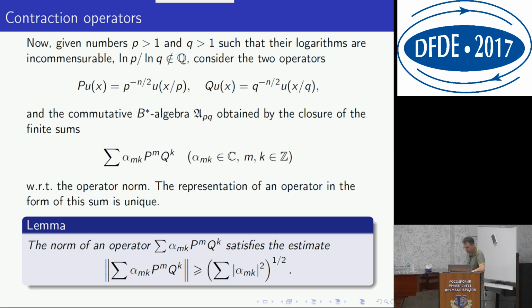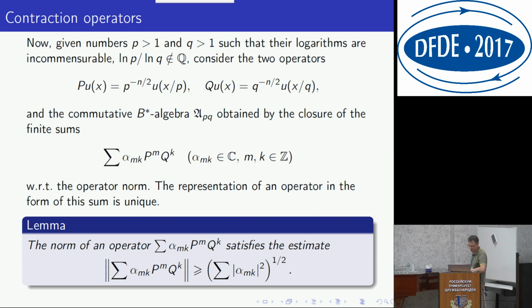But let us now take two contraction parameters with incommensurable logarithms and consider these two operators together. We build the corresponding algebra as the closure of the finite sums of these. The representation of an operator in this form is unique, of course, but what is the first step in studying this algebra? This is this lemma. It's where the story begins.